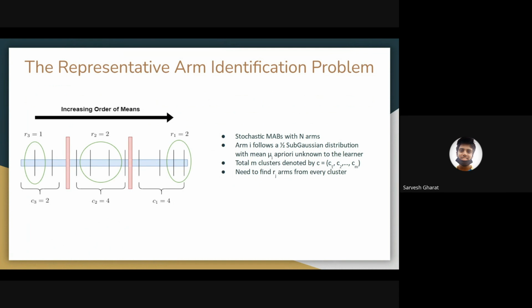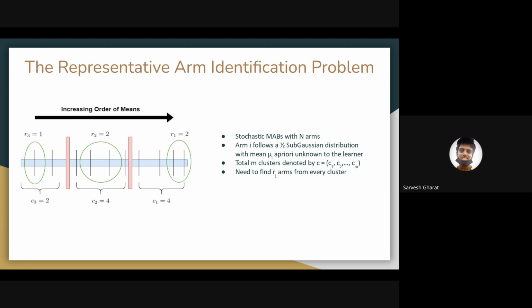So what's this RAI problem? Say you have n arms, and all the arms follow a half subgaussian distribution. In the context of probability spaces, half subgaussian distribution basically means a Bernoulli distribution, wherein the rewards are either 0 or 1, and each arm i has mean mu i. Each arm i basically gives the reward 1 with probability mu i.